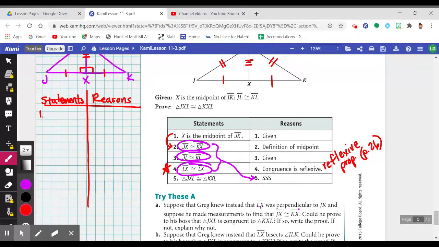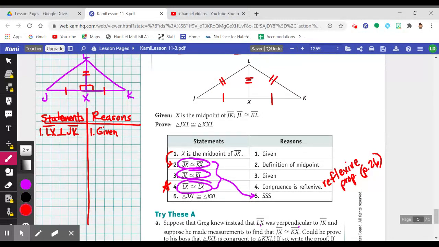So statement 1, we're going to use our very first piece of given information. LX is perpendicular to JK, and that was given to us. Well, what did we discover after they told us that LX was perpendicular to JK? Well, angle JXL and angle KXL are right angles.